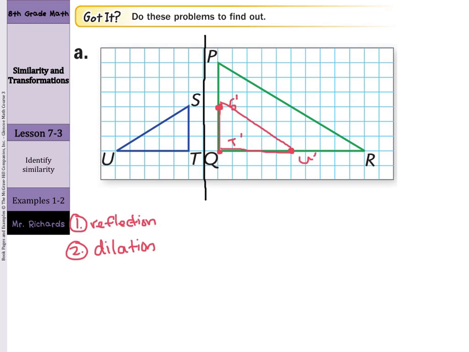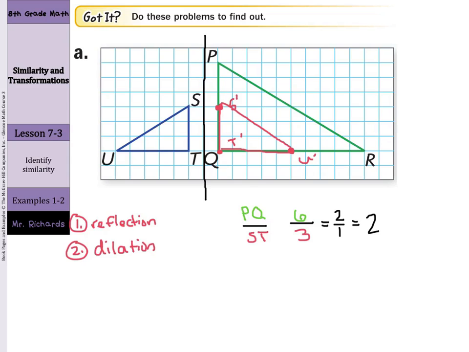Well, we need to compare the side lengths. And if we compare now PQ to our ST, PQ, if we were to count, is 6 units. And again, the way we can count is 1, 2, 3, 4, 5, 6 units long. ST is 1, 2, 3 units long, so that's 6 over 3, which simplifies into 2 over 1, which is just 2.